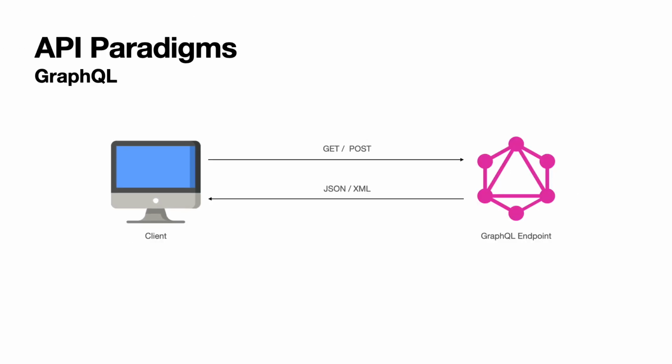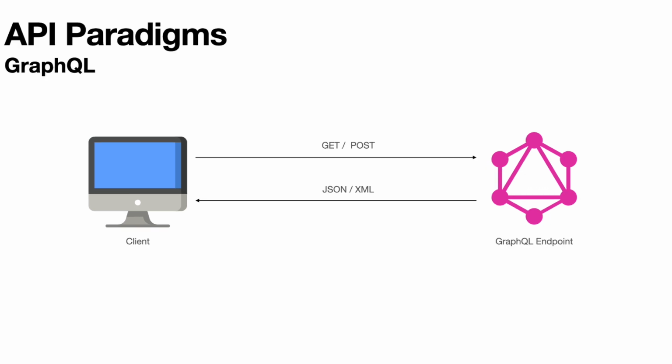GraphQL is a form of Web API where there is a single endpoint. The client indicates in the body of the request if they want to perform a query or a mutation using HTTP methods get or post. All the different types of Web API come with strengths and weaknesses. This tutorial is about REST API.